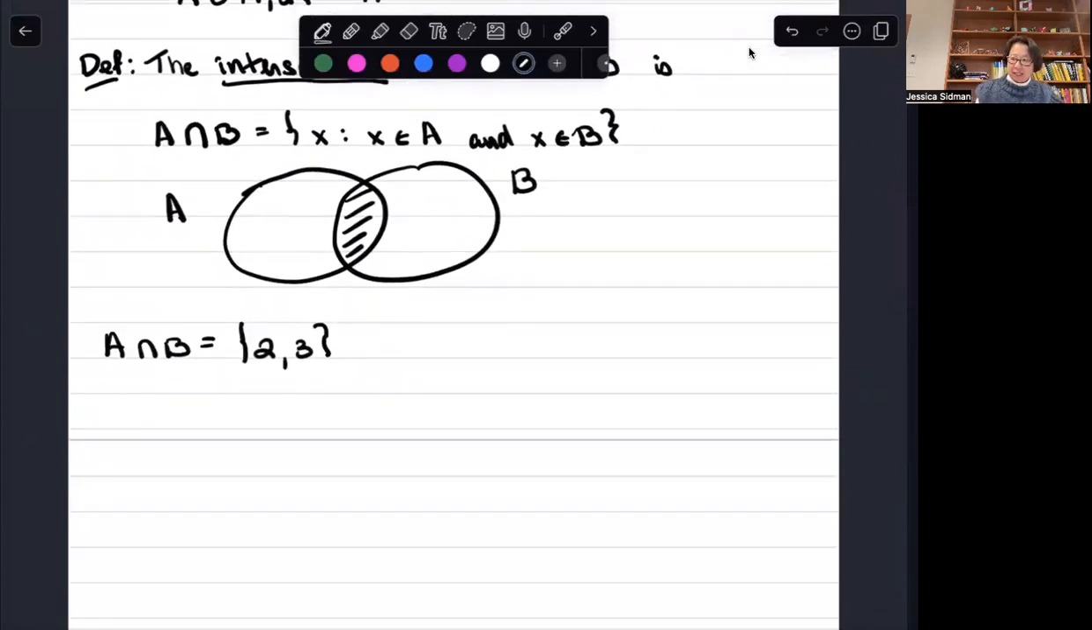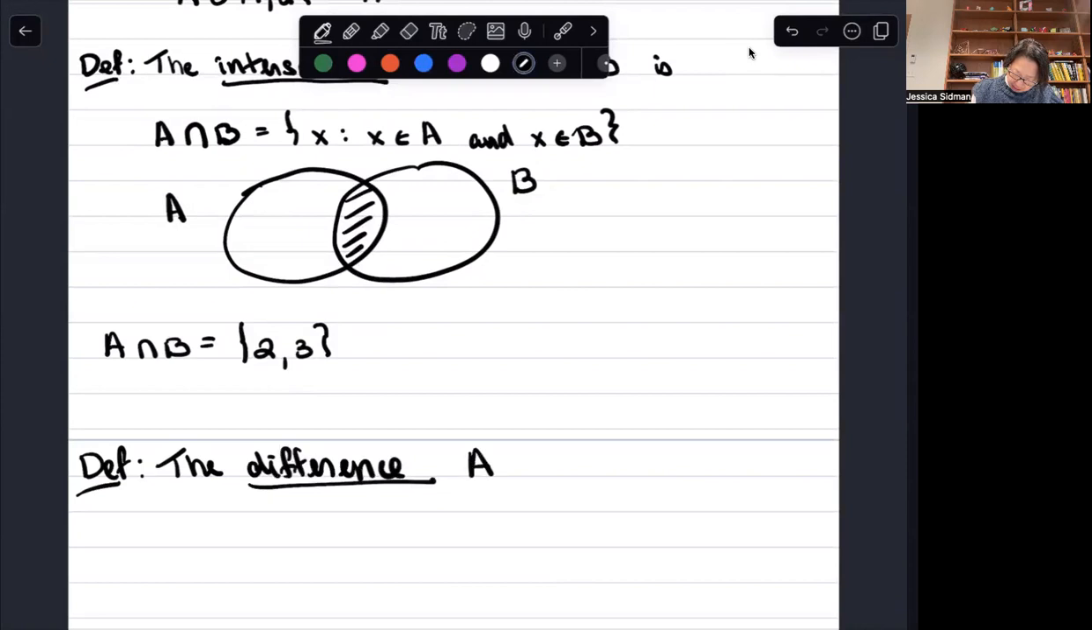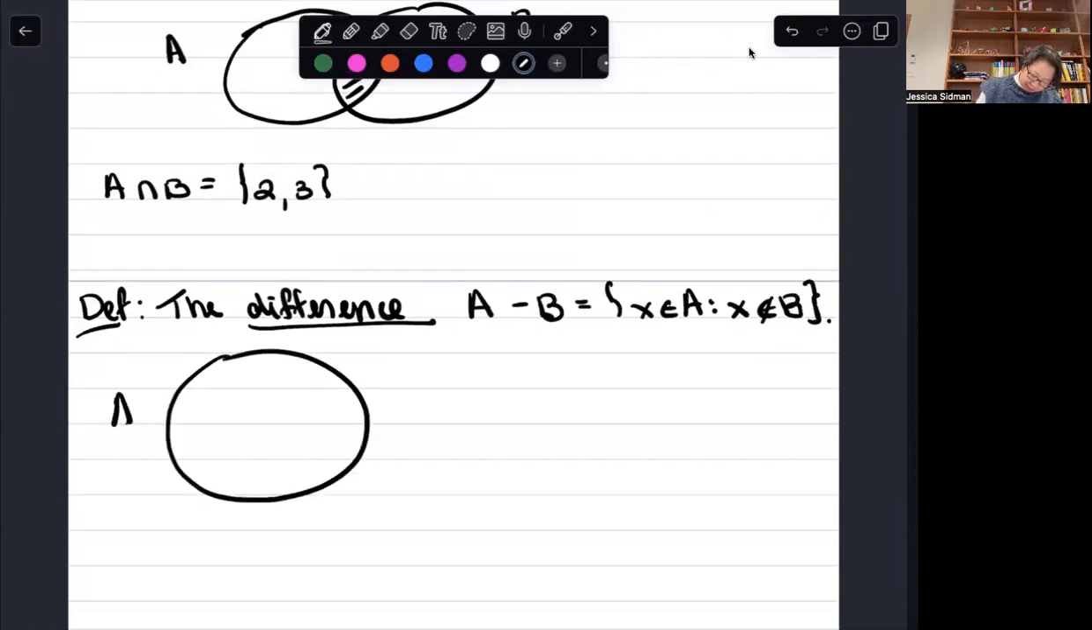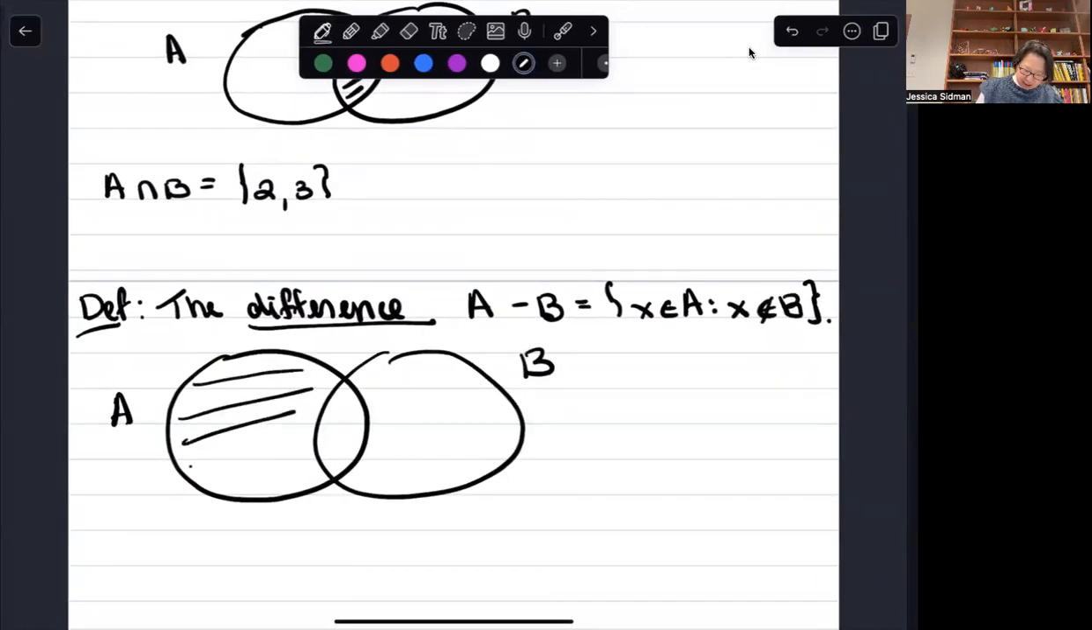So we have two more definitions. One is set difference. The difference A minus B, in set builder notation, is the elements that are in A such that they are not in B. So it's the elements of A take away the elements of B. The picture that goes with that, there's A, here's B. I keep the elements of A that are not in B. So in particular, I'm taking away the intersection of the two of them.